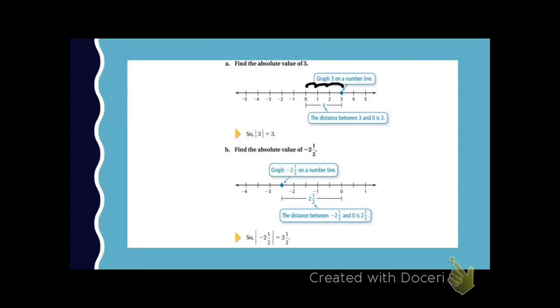What if they asked me to find the absolute value of -2.5? Well, go to -2.5 on your number line. They've put a dot there. It's in between the -2 and the -3. And I'm going to move to 0. I'm going to go a half, then I'm going to count till I get over there. I went 1, 2.5 places from 0. So the absolute value of a -2.5 is 2.5. It's 2.5 hops or spaces from 0.